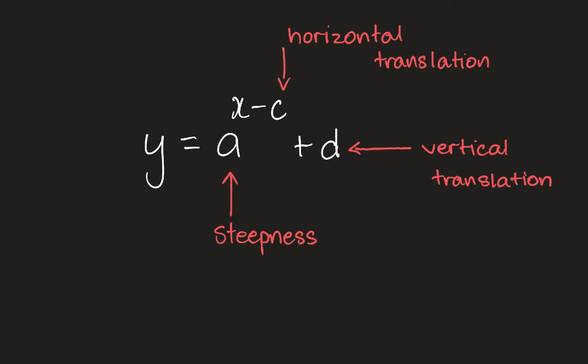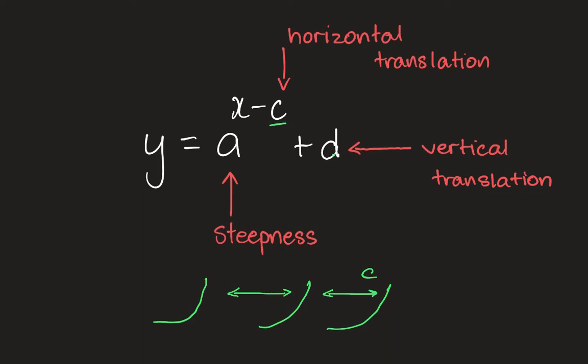So starting at the top with c, the c controls the horizontal translation of the graph. So in other words, whether the graph is here or here or here. It looks the same, it's just shifted horizontally this way. And that is what the c does.